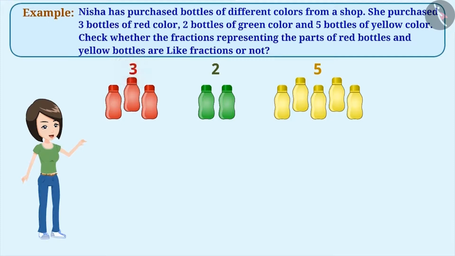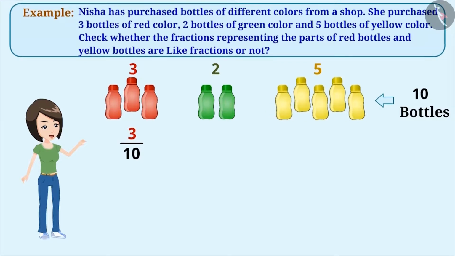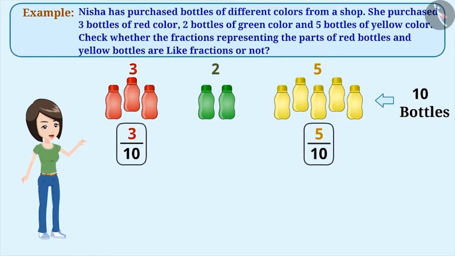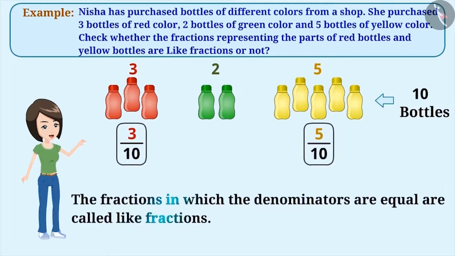Nisha purchased 3 red bottles, 2 green bottles, and 5 yellow bottles. So, she purchased a total of 10 bottles. Of these, the red bottles are 3 out of 10. So, the fraction will be 3 by 10. Similarly, yellow will be 5 by 10. Here, you can see that the denominators in both fractions, 3 by 10 and 5 by 10, are equal, that is, 10. The fractions in which the denominators are equal are called like fractions. Therefore, 3 by 10 and 5 by 10 are like fractions.